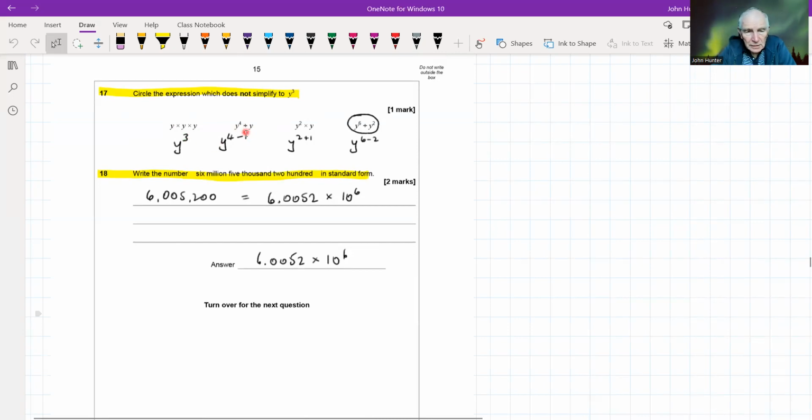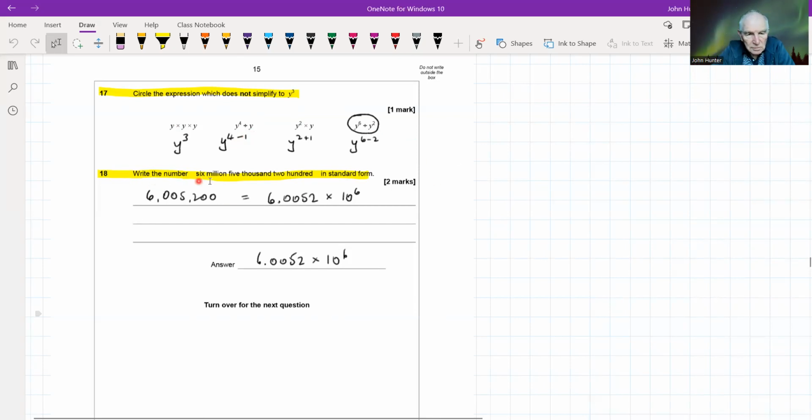Here we're dividing, so we're going to subtract the powers, 4 minus 1, because this is y to the power of 1, which is y to the power of 3, y cubed. This one is y to the power of 2 plus 1, because that's a multiplication. So that is y cubed as well. This one is y to the power of 6 minus 2. Y to the power of 6 divided by y squared is y to the power of 4. So that's the odd man out, basically. Okay, so we circle that, get our mark for it.